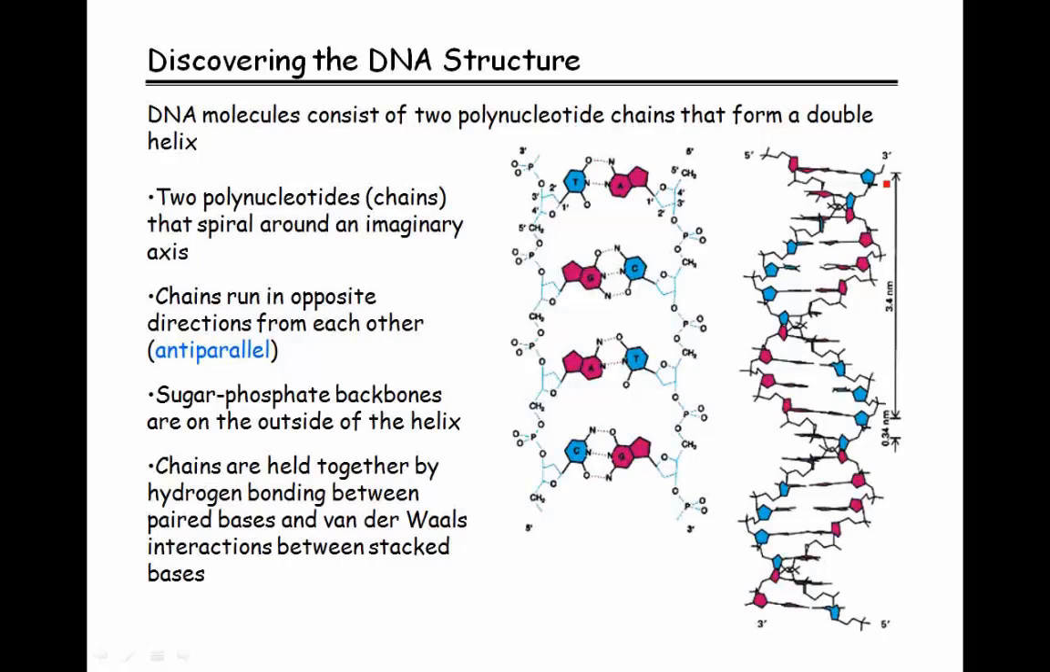Furthermore, the chains are held together by hydrogen bonding between the bases, and we call those paired bases. Many times when talking about DNA, you'll hear people say the base pairs or the base pairing rule. What that means is going back to the fact that A is always across from T, and C is always across from G. So those are our base pairs, A's with T's and C's with G's. Additionally, we do have a little bit of van der Waals interactions taking place in the DNA structure, and those van der Waals interactions occur between stacked bases, which will be one rung of the ladder versus the next rung of the ladder.